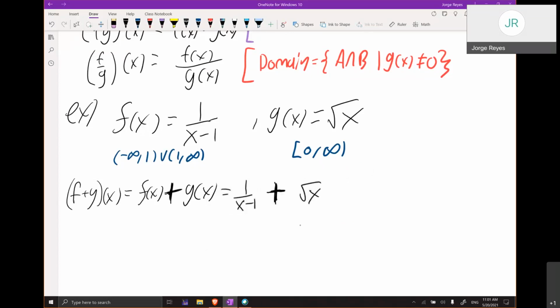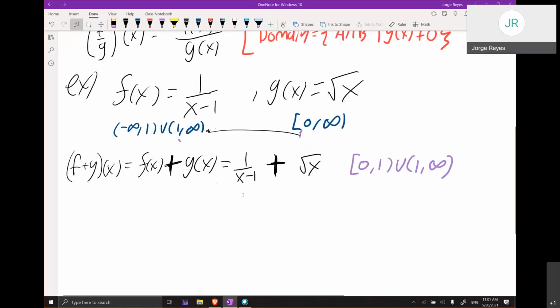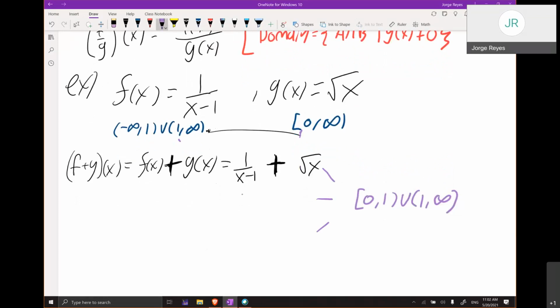And then the domain is the intersection. So I need to find the intersection of both of these, which is what they have in common. So it would be 0, because that's where this one starts, and this one's not 1, so I can't have 1 either. So it would be this, the domain of f plus g. And in fact, this is the domain of all three of these functions.